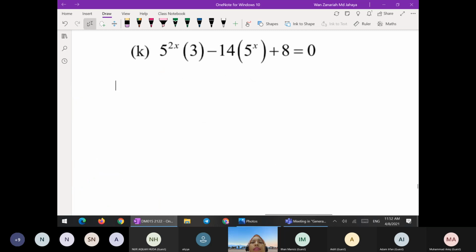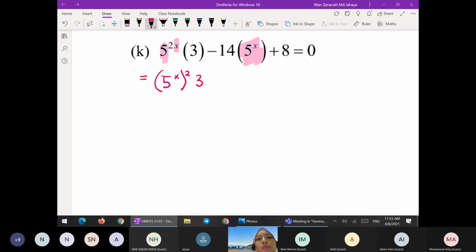Okay, let's discuss 3K. If you see now, you have to find something that you can factor out. Is there anything that you can factor out? 5 to the power of X. Nampak? Nampak. So this will be 5 to the power of X squared, and then you have 3 outside.